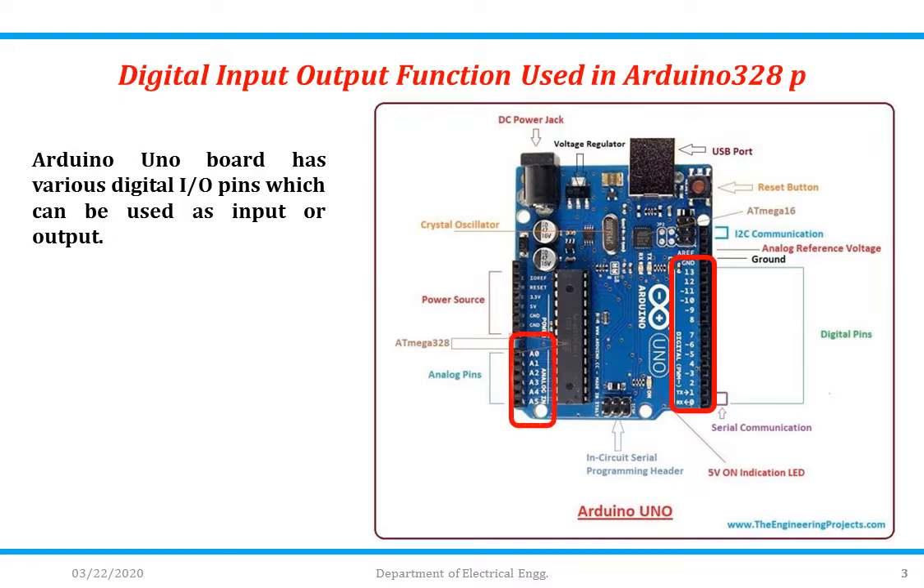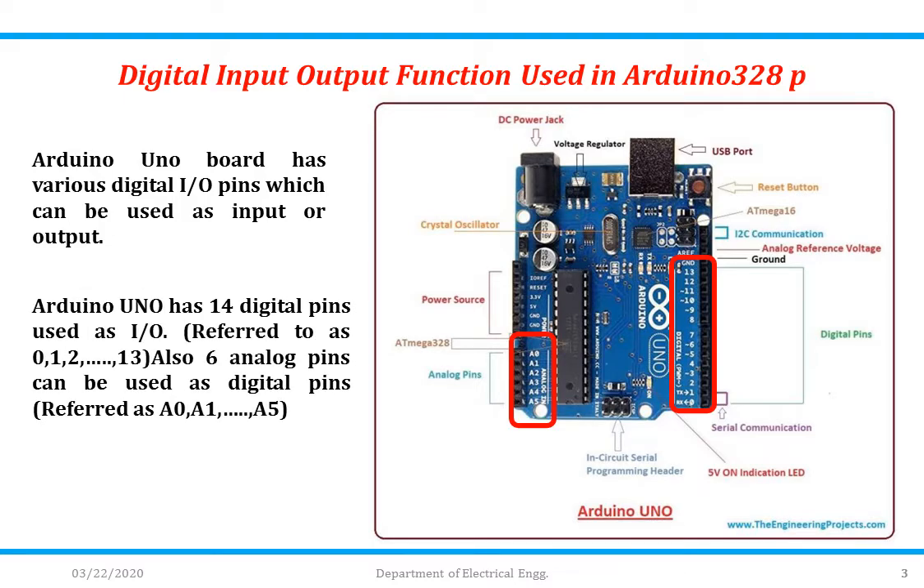And also there are 6 analog pins which start from A0 to A5. Arduino UNO has the 14 digital pins that I discussed earlier, used as I/O, referred to as 0 to 13, and also 6 analog pins that can be used as digital pins, referred to as A0 to A5.